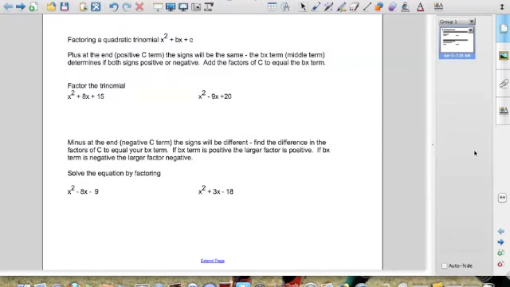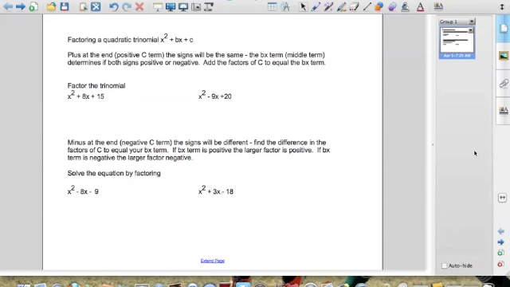Learn how to factor a quadratic trinomial x squared plus bx plus c. Your a term is always going to be 1. The c term is going to be the key, and you're going to find the factors of c. Those factors have to match the middle term, your b term, as you're factoring.